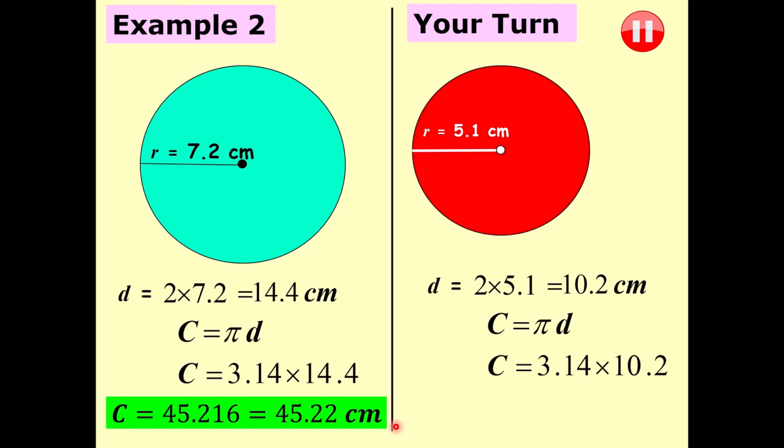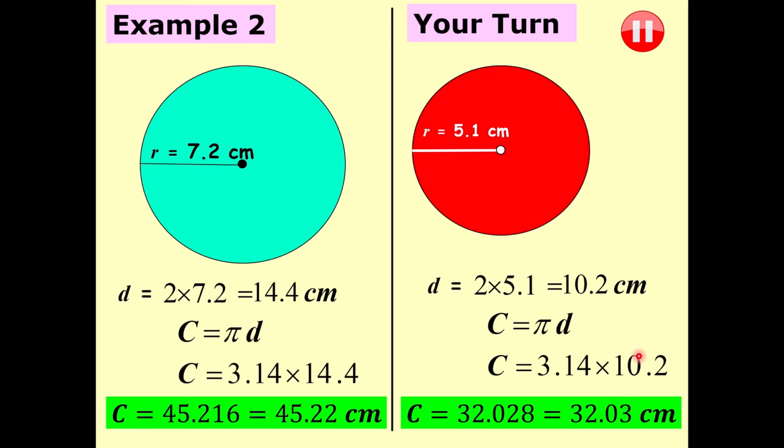C equals 3.14. We're going to swap out the pi for 3.14, the diameter for 10.2, and then we go ahead and calculate it. So you should have got 32.028, and then if you round that to 2 decimal places and remember your units. So again, really well done if you got that correct.